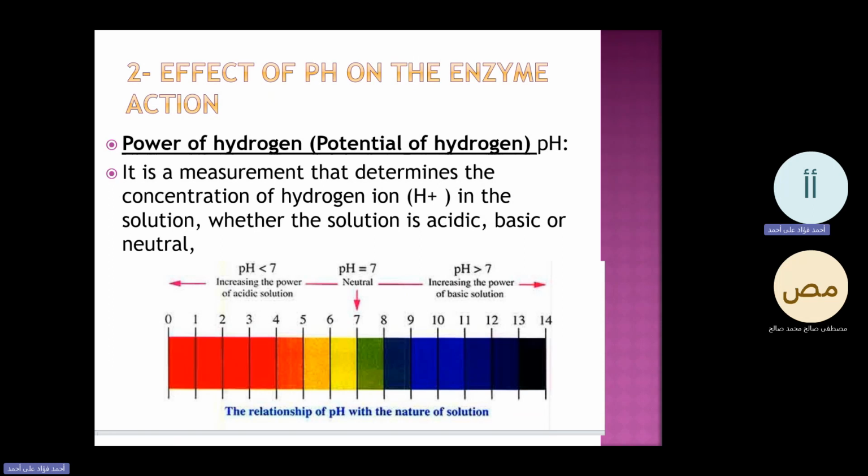دي عبارة زي ما انت شايف كده عبارة عن graduation للهيدروجين concentration اللي بيحدد لي نوع السوليوشن. فالجراديويشن ده graduated from 0 to 14. If the pH is less than 7, so this is an acidic solution. يبقى هنا بيحدد نوع السوليوشن، هل هو acidic ولا alkaline ولا neutral.